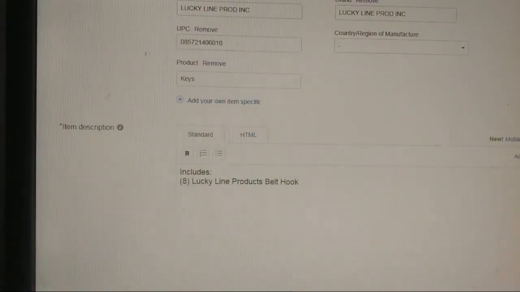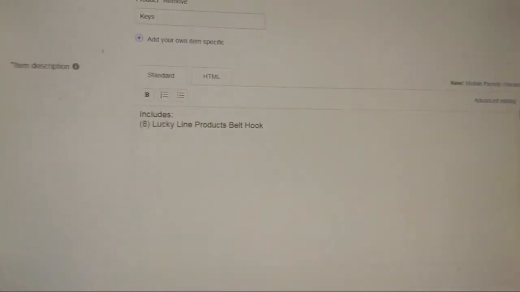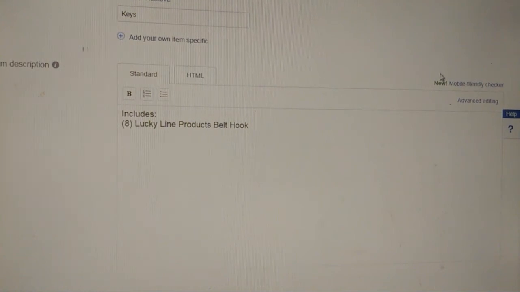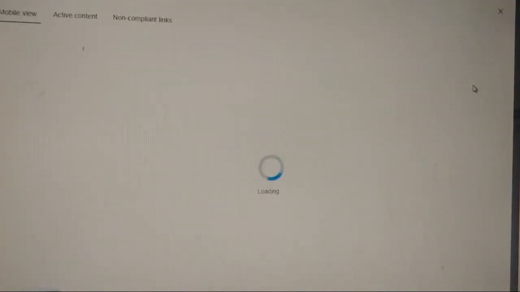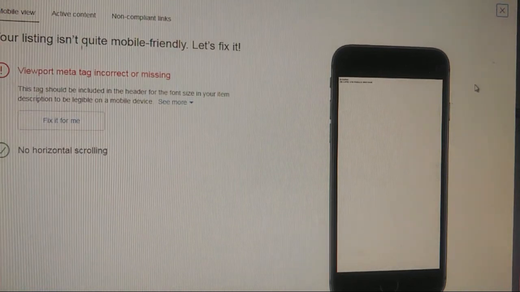So then I told you guys the other day about the mobile friendly checker. eBay is estimating about 50% of their purchases are made on a mobile device. So this mobile friendly checker will show you what your description looks like on a mobile device.